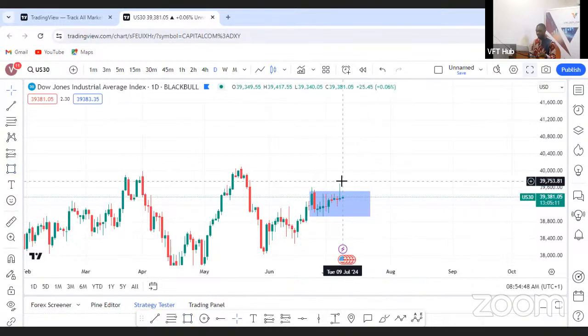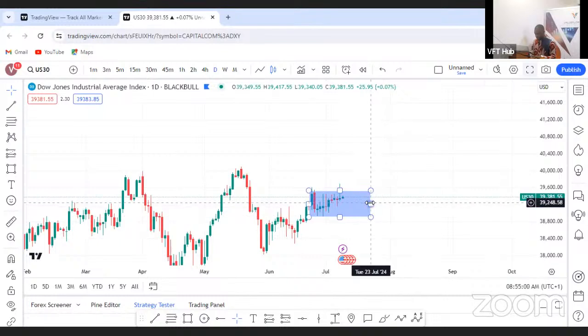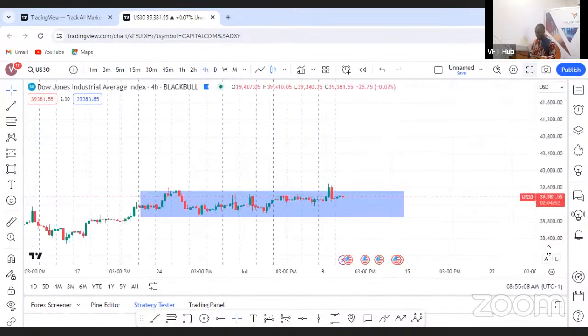We saw that fake breakout to the upside, and I believe price is still going to fill that entire wick and then continue pushing to the upside, right? But for now, we are seeing it in a range. Market is really ranging for Dow Jones. Let's go to the 4 hours. It's still the same thing.